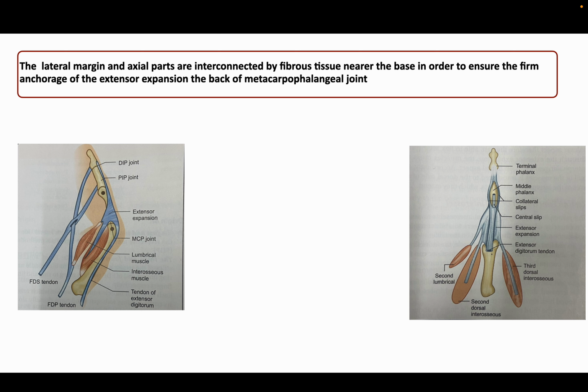The lateral margin and axial part, so definitely this is the lateral margin, this is the axial part. They are interconnected by the fibrous tissue near the base in order to ensure the firm anchorage of the extensor expansion at the back of the metacarpophalangeal joint. So they are just giving support to the extensor tendon, you can say. You can see here, they are attached at the level of metacarpophalangeal joint. They are just encircling that joint.